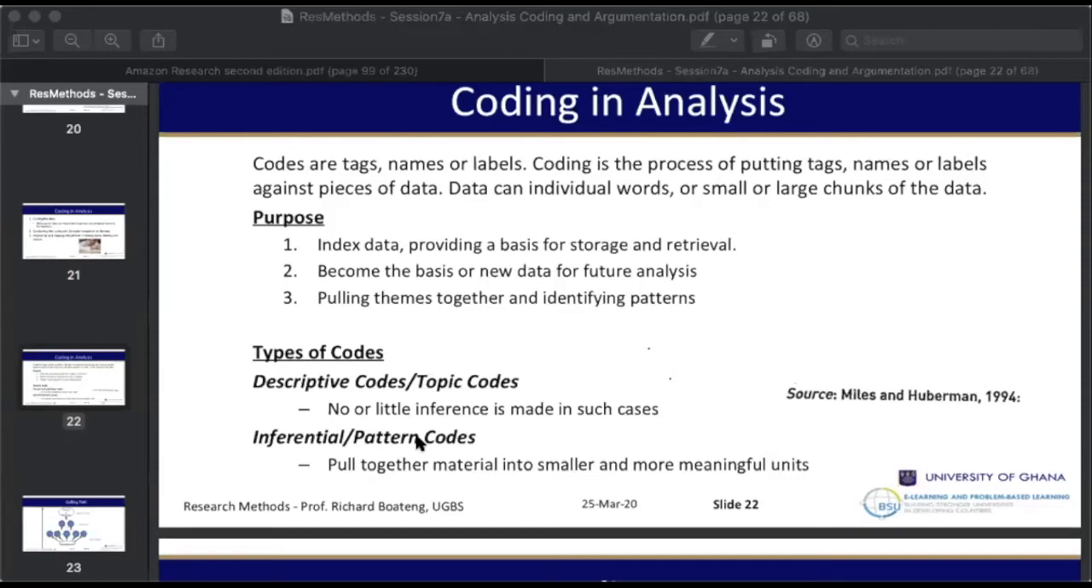Leave it. Okay. So descriptive codes will tell us who is saying it. Topic codes will say what is being said. Inferential codes will look into the essence of what is being said by the person who is saying it, or what is being communicated. What is being said is just about the words that were spoken.